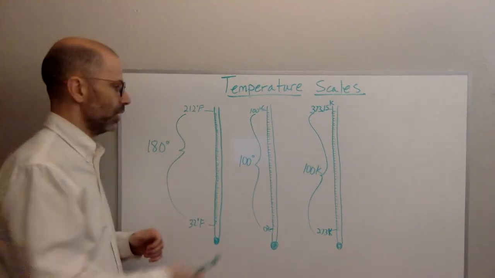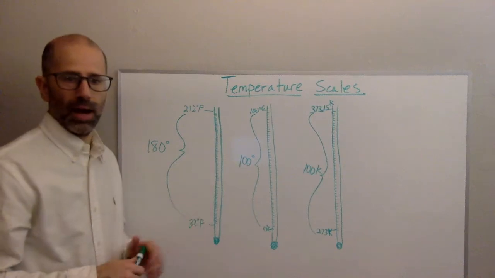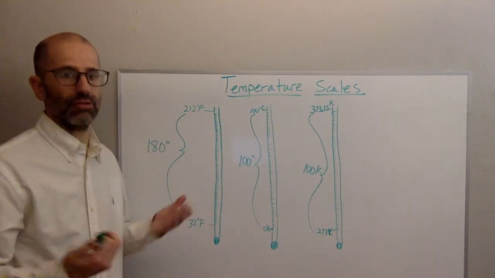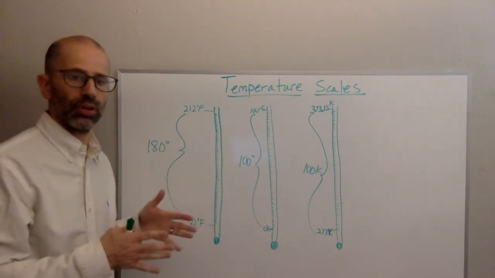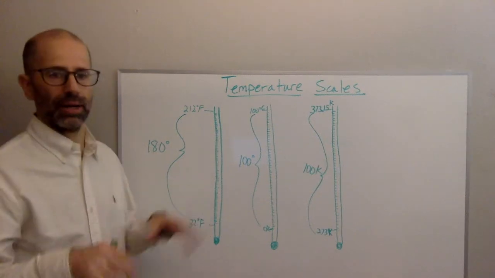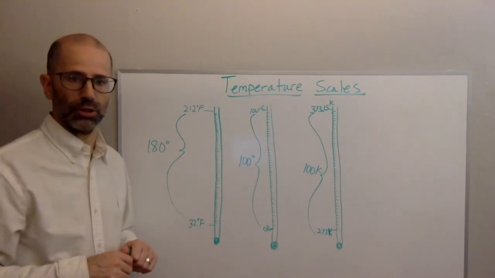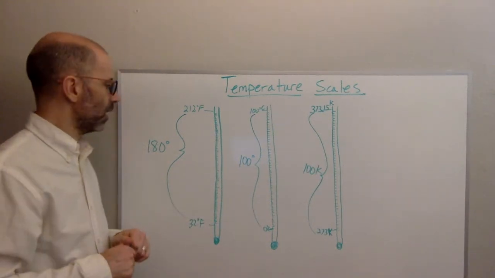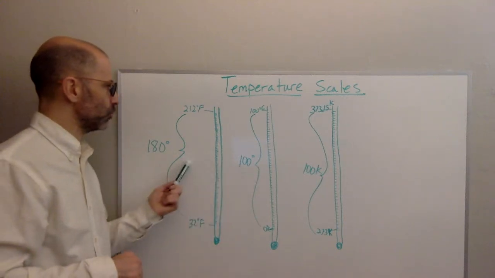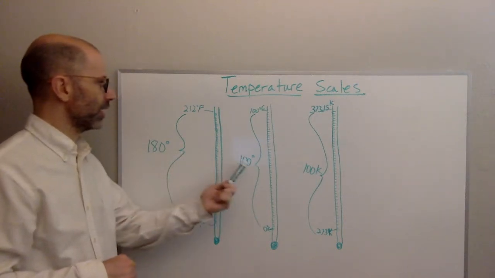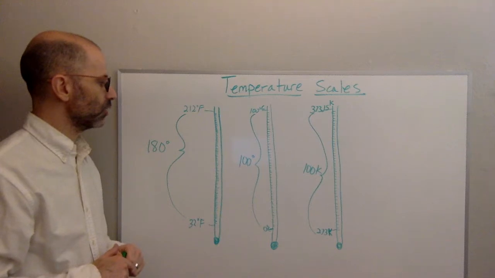I'm not sure. 100, maybe it's a nice number. Again, there are historical reasons behind this that I'm not going to get into because I haven't researched it right now. But that's the main difference between the Fahrenheit and the Celsius scale.